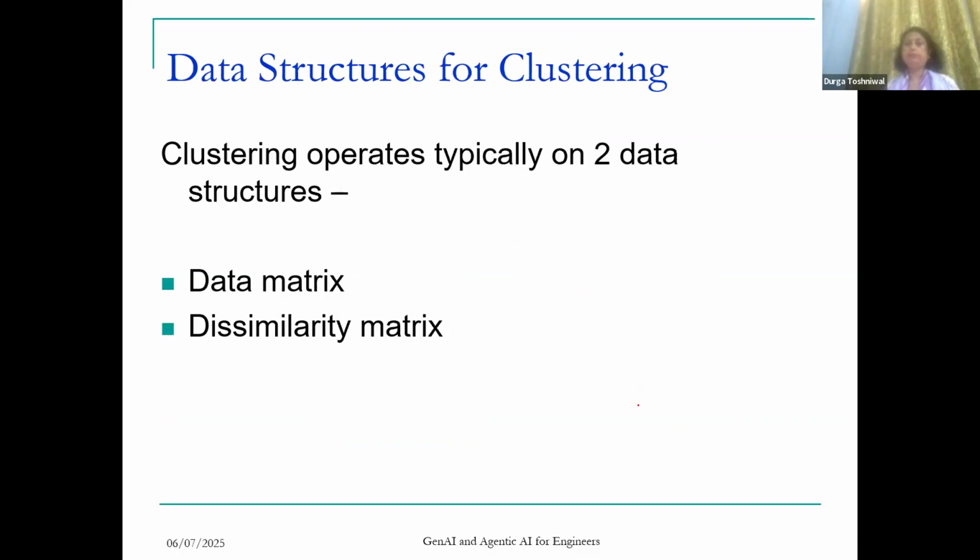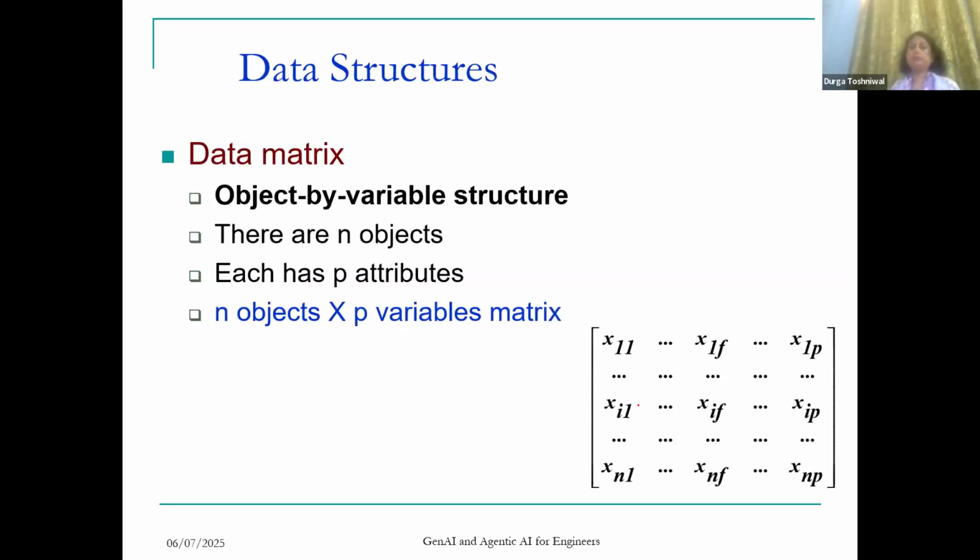Okay. So before we go into clustering, we are going to discuss how the similarity is represented. So we have two data structures for that. One is the data matrix and one is the dissimilarity matrix. So we will discuss what is a data matrix and what is a dissimilarity matrix. In a data matrix, we have the data organized in an n cross p fashion, where n is the number of data items and p is the number of attributes.